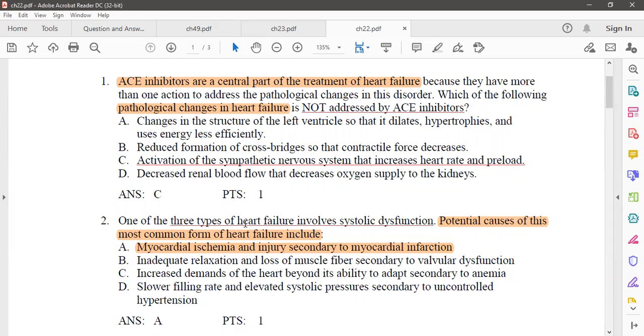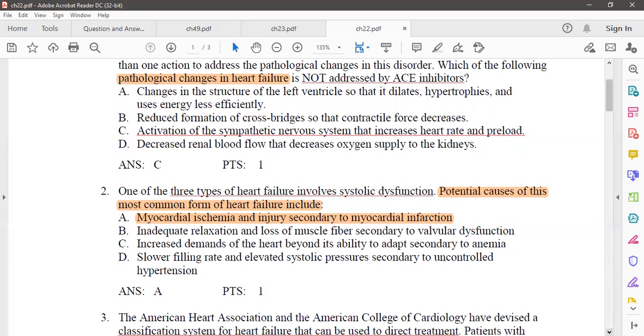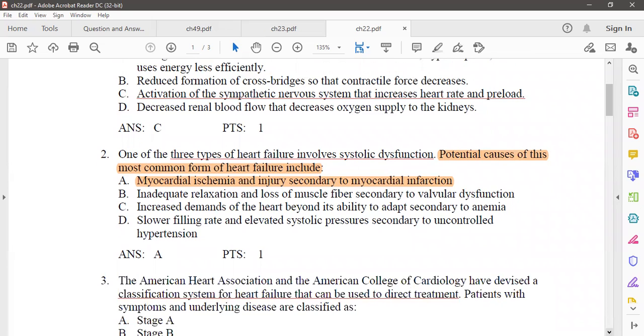One of the three types of heart failure involves systolic dysfunction. Potential causes of this most common form of heart failure include. Question number 2. So what is the answer? What are the causes of heart failure? Myocardial ischemia and injury secondary to myocardial infarction. So when blood supply is reduced to the cardiac cells, we call it myocardial infarction. It is the necrosis that leads to the ischemic change and injury.